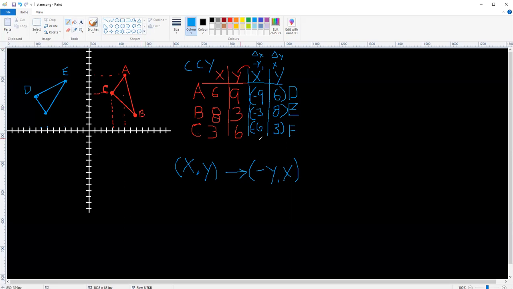Here is. Okay, so now you can see that this is a rotation of A, B, C rotating 90 degrees clockwise about the origin to D, E, F. Okay, so that's a 90-degree rotation to D, E, F.